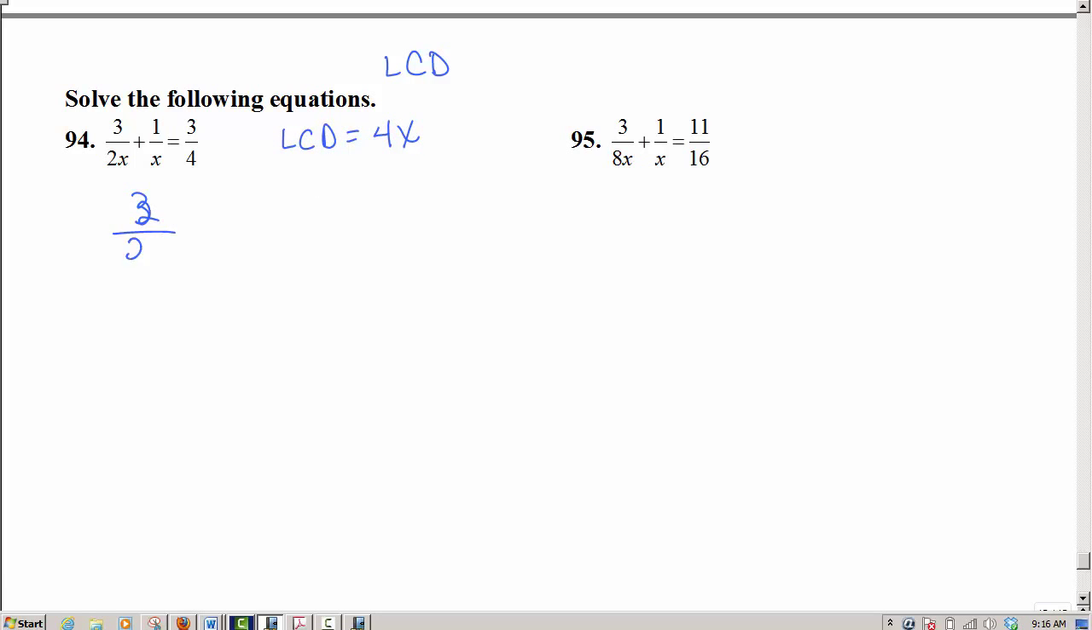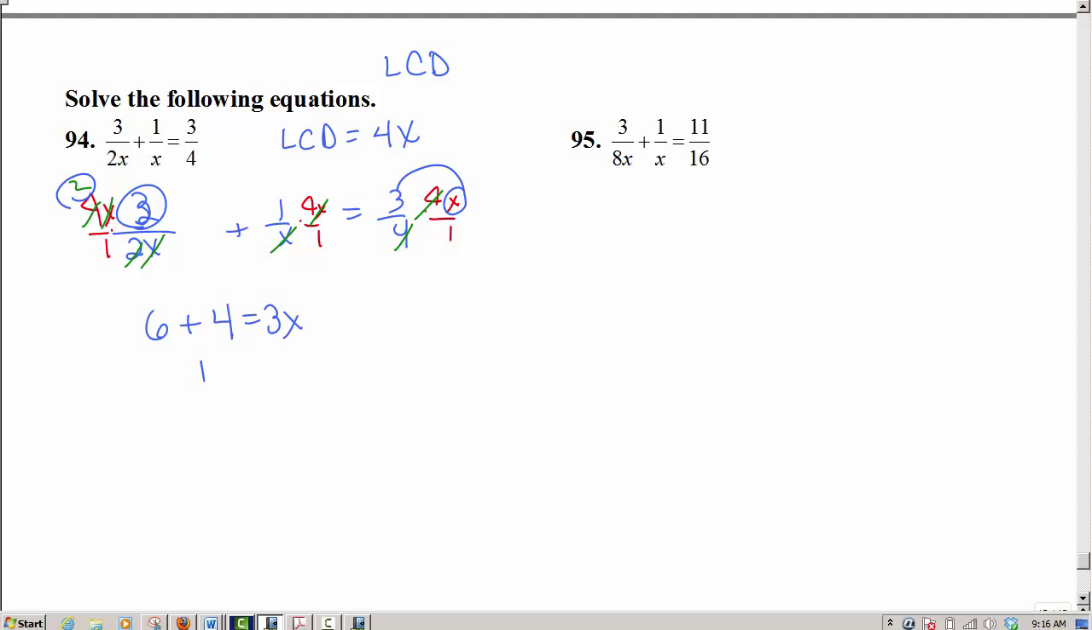So I'm just going to write this out where I have a little bit more room, and I'm going to multiply every term by my LCD, and then I'm going to reduce to get rid of my fractions. So let's see, what do I have left? 2 times 3 is 6, plus 4 equals 3x. That's it. Pretty easy.